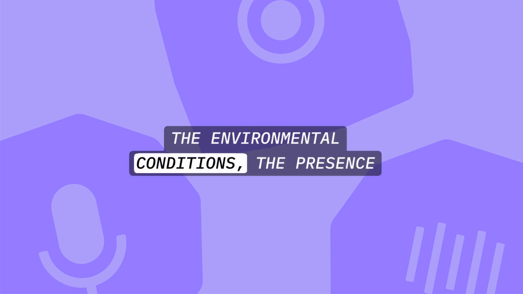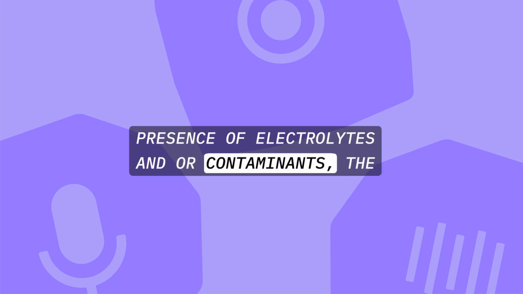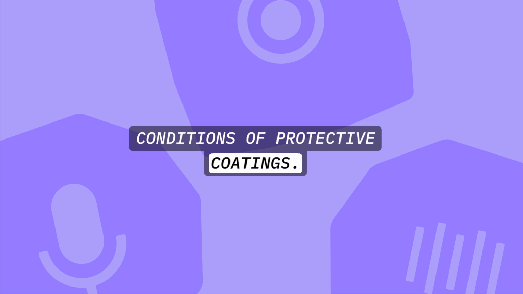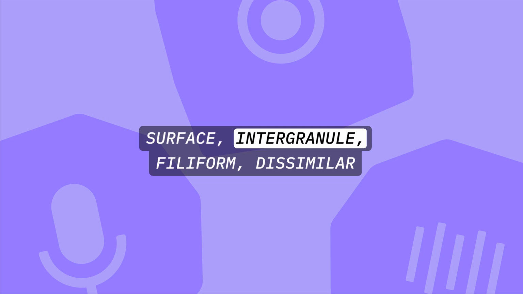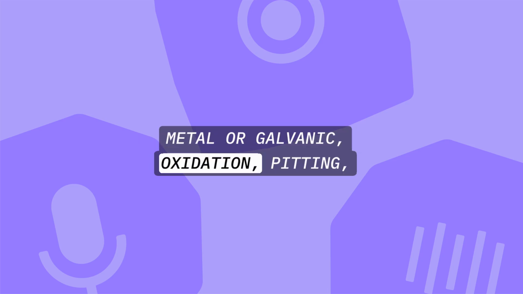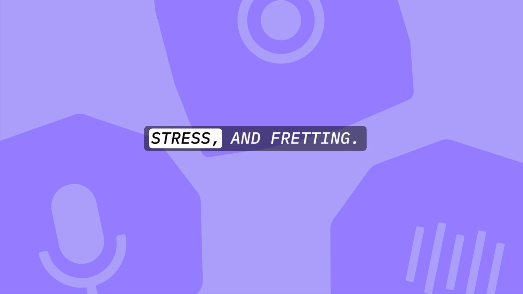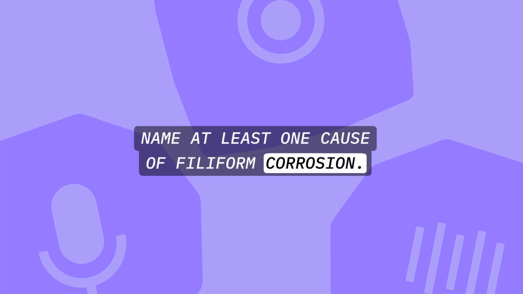The environmental conditions, the presence of dissimilar metal, the type of metal, the presence of electrolytes and or contaminants, the conditions of protective coatings. Name at least 3 forms of corrosion. Surface, intergranular, filiform, dissimilar metal or galvanic, oxidation, pitting, stress, and fretting. Name at least 1 cause of filiform corrosion.